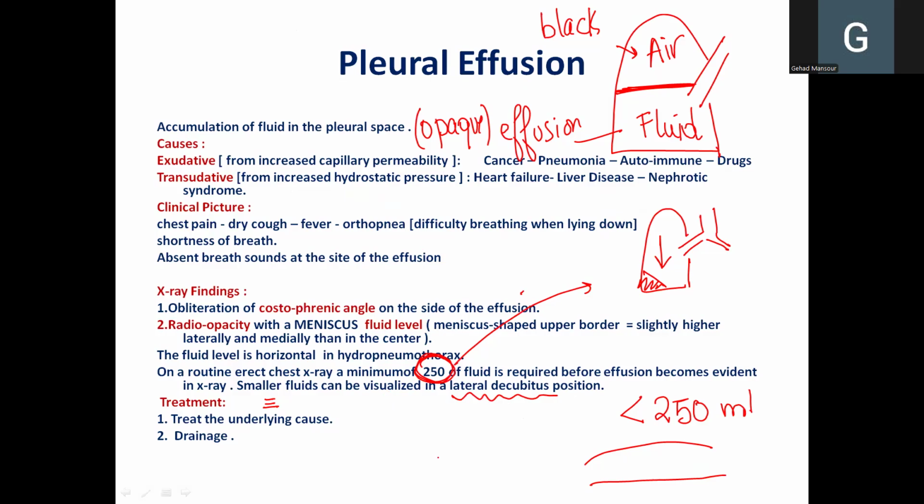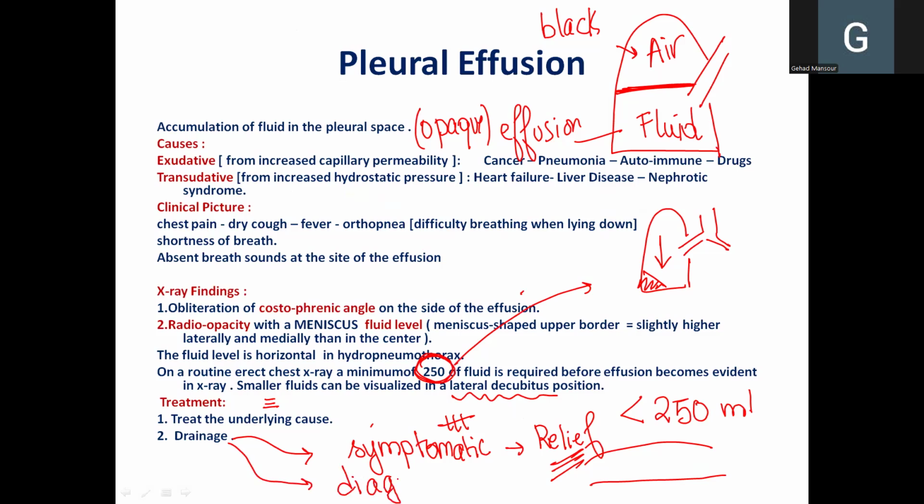This is what we call the lateral decubitus position. Of course, the treatment is a causative treatment, which is the treatment of the underlying cause, and drainage. And we said before that drainage is a symptomatic treatment, because it only causes relief of the symptoms of pain and dyspnea, but it does not treat the cause. Drainage is not only for symptomatic treatment, but drainage is also for diagnosis.